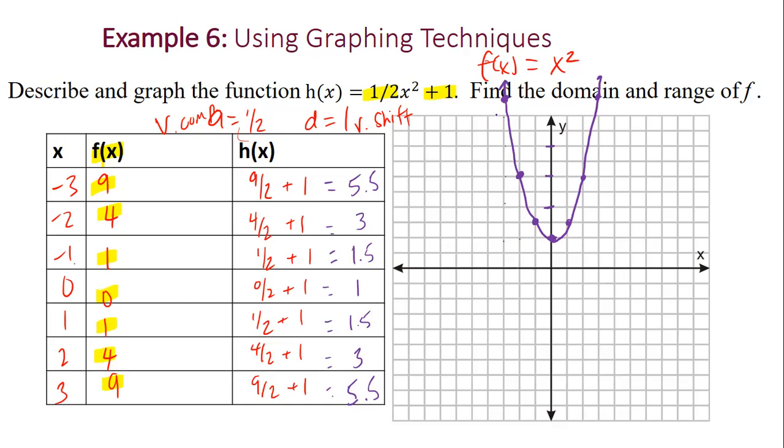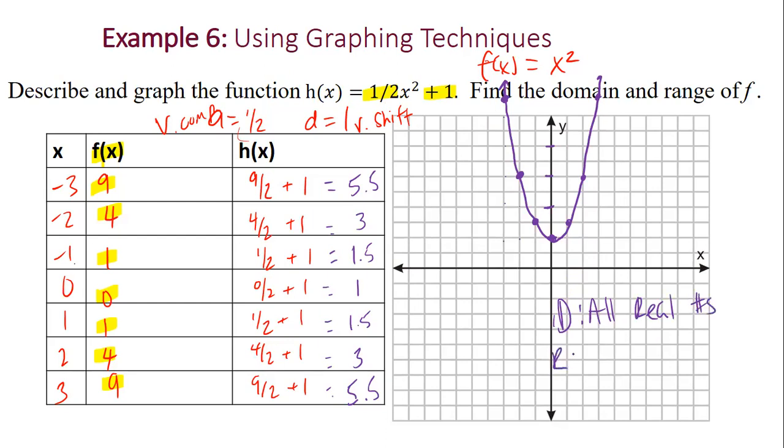Okay. So now describe the domain and range here. What's the domain? The graph goes forever to the left and forever to the right. So what's your domain? Negative infinity to positive infinity, all real numbers.